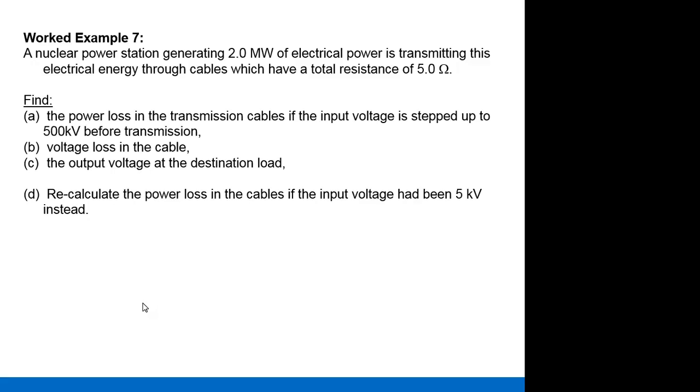Okay, so number 7. A nuclear power station, wow, scary. 2 million watts of electrical power is transmitting this electrical energy through cables which have a total resistance of 5 ohms. Find the power loss in the transmission cables if the input voltage is stepped up to 500 kilovolts. How do you do that?